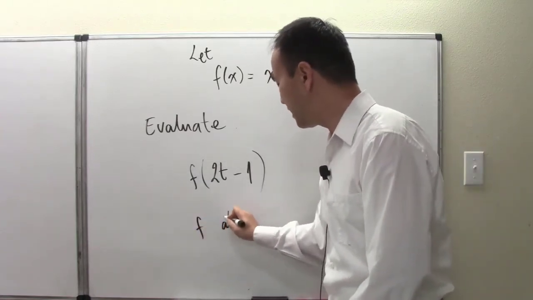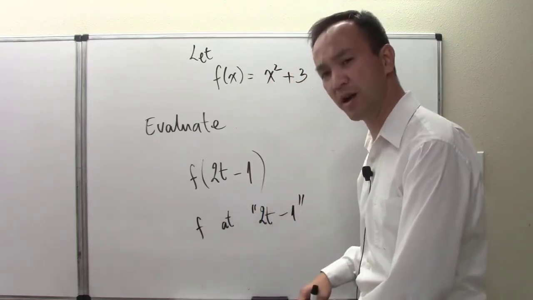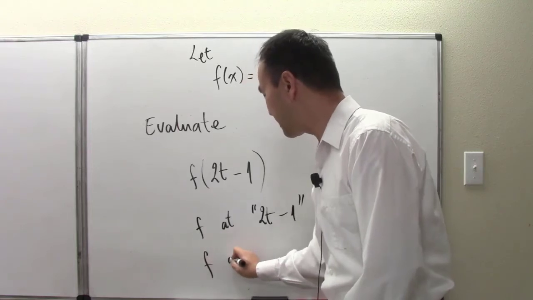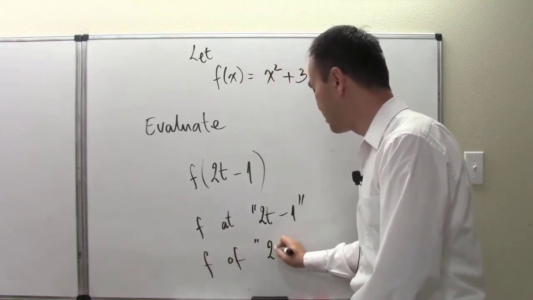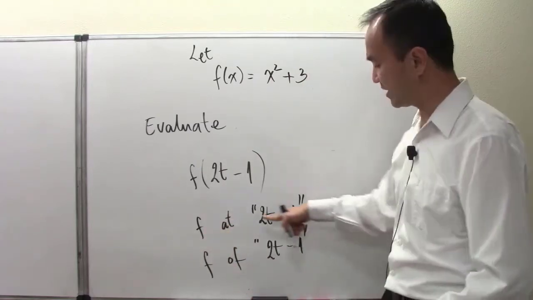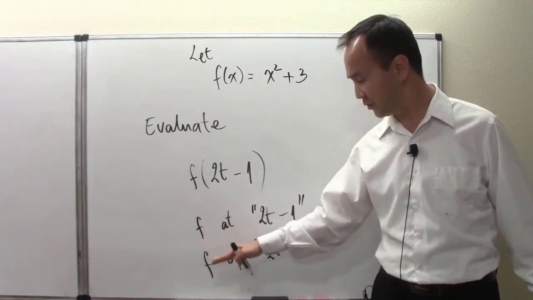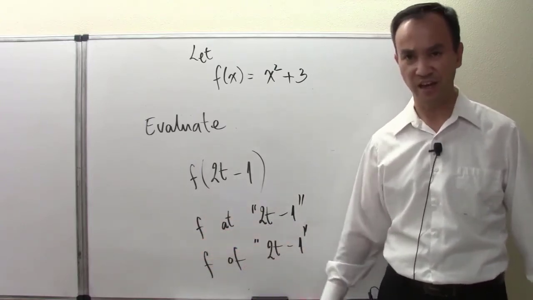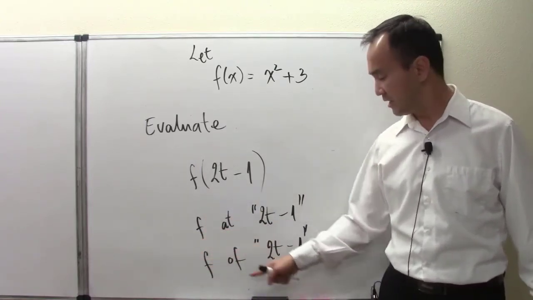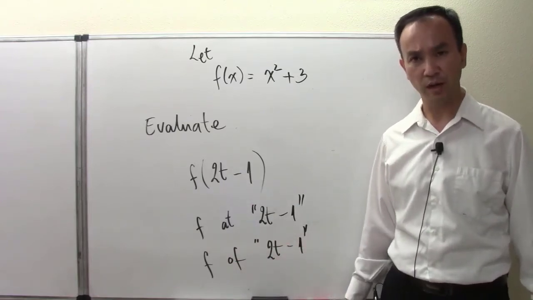F at 2t minus 1. That's one way of saying it. Or f of 2t minus 1. This second one that I just stated is more formal, the proper way of saying it in functional notation. So f of 2t minus 1.